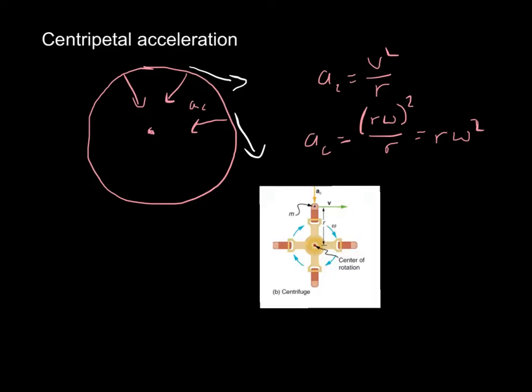A common application for this would be something like a centrifuge, and this will illustrate a very important point. We talked about acceleration being towards the center of the circle. Well, when you go around in a circle, say in a car, you feel like you're being pushed towards the outside. That's because of your inertia. Your body doesn't want to change direction all of a sudden. It wants to keep going in whichever direction it's going, and that direction happens to be perpendicular to the circular path.